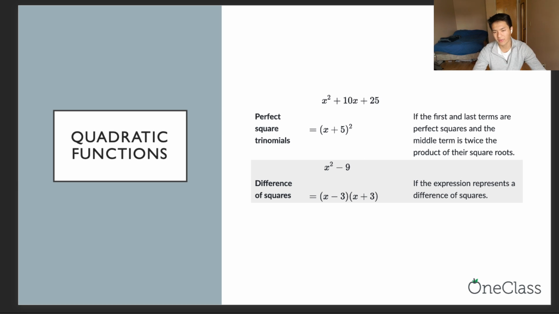And then the other one that we haven't talked about yet is the perfect square trinomials. That's basically where the first and last term, so that's x squared and 25 here, are perfect squares, and the middle term is twice the product of their square roots. So square root of x squared is x, square root of 25 is 5, 5 times x is 5x, times 2 is 10x. So this is a middle term that is twice the product of the square roots of the first and last term. Then you can simplify that to be x plus 5 squared, right?